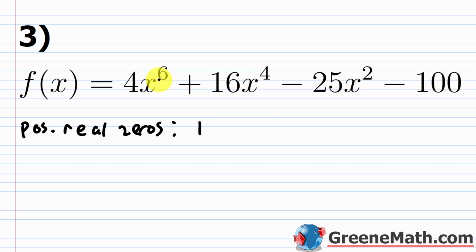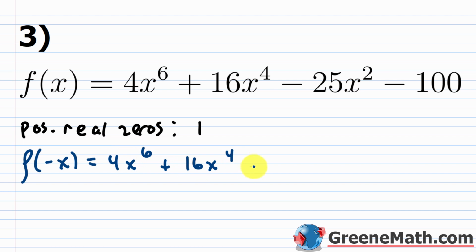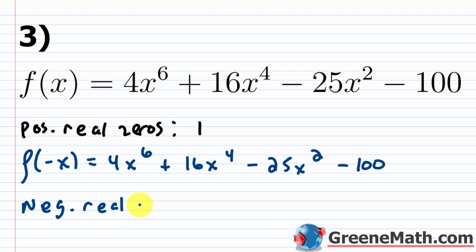Now, if you notice, this is even, this is even, and this is even, and this would not change. If you look at f of negative x, it's going to be exactly the same thing as this. So I can write it out that f of negative x is equal to, I'm just going to copy this. So 4x to the 6th power plus 16x to the 4th power minus 25x squared minus 100. Again, when this happens, that's an even function. So let's go through here and say that the negative real zeros would be exactly the same as this one, because again, there's only going to be one sign change.